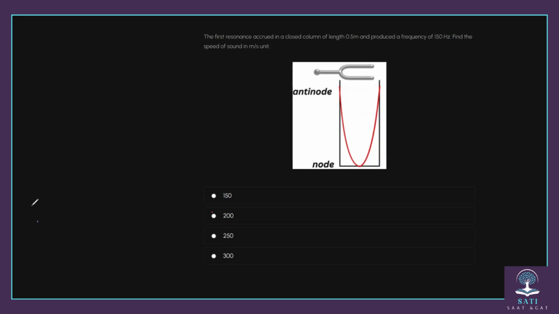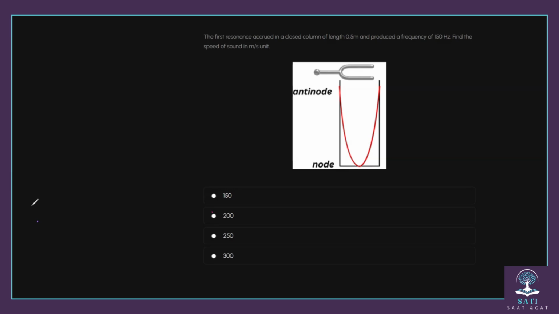The first resonance occurred in a closed column of length, and produce frequency, find the speed of sound. In such questions, you need to focus on two important things. One is to understand whether this question is talking about closed pipes or open pipes. Number two, you need to understand the number of the resonance or the number of the harmonic that they are asking about. These are the main two points that I need to focus on.